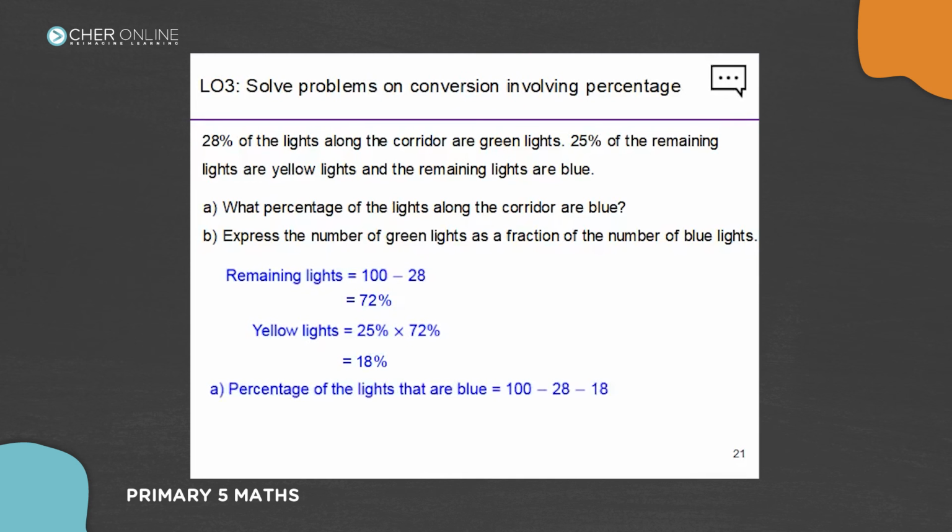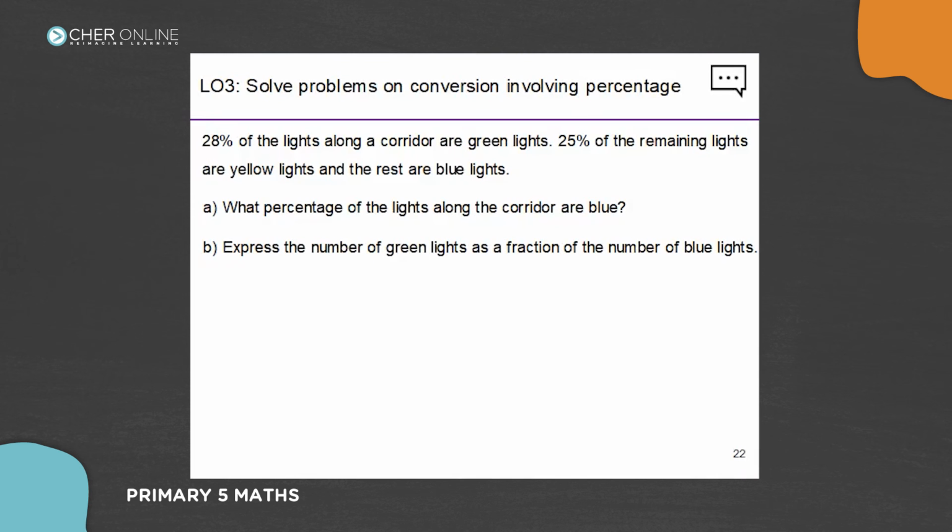Okay. So the percentage of the lights that are blue, of course, will be the last one. So 100 minus 28 minus 18, and the rest will be blue. 54%. Okay. So how do we do part B? Express the number of green lights as a fraction. Take note, as a fraction, of the number of blue lights. Okay, so look at the percentage. Green lights is 28%, blue lights is 54%.